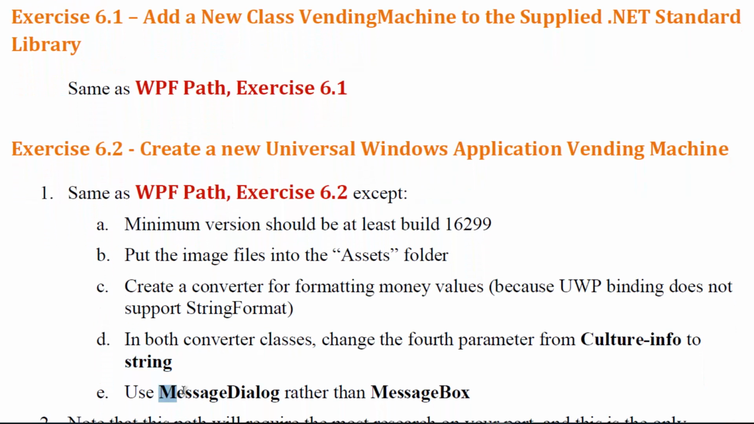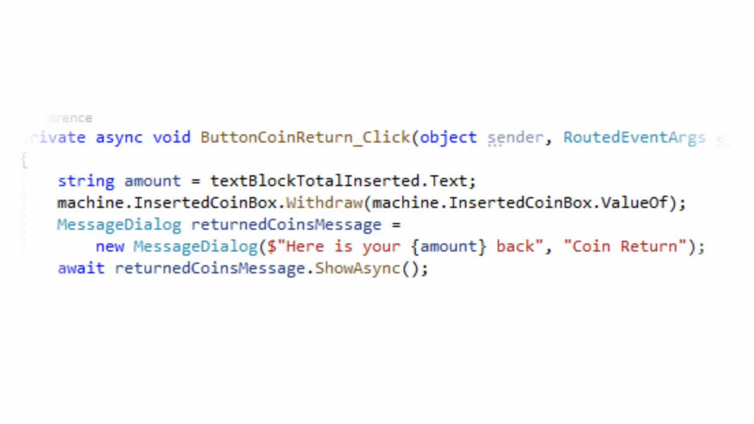Now it turns out that in UWP we have message dialog as opposed to message box that we have both in WinForms and WPF. So let's just take a look at that code. So here's a method that uses message box. Note a couple of things about it. This particular method has been marked with async, asynchronous. The message dialog object is then created, as you see here. So in the constructor is where you specify the string and the title and that sort of thing.